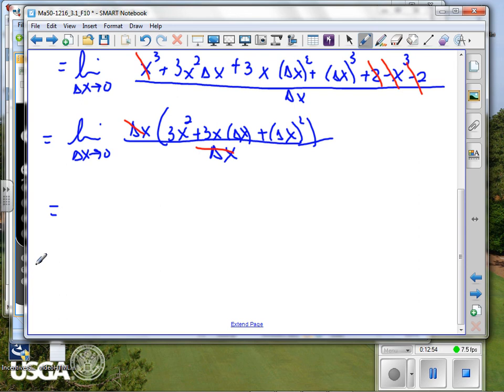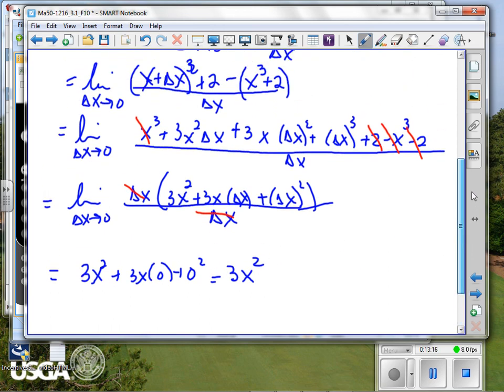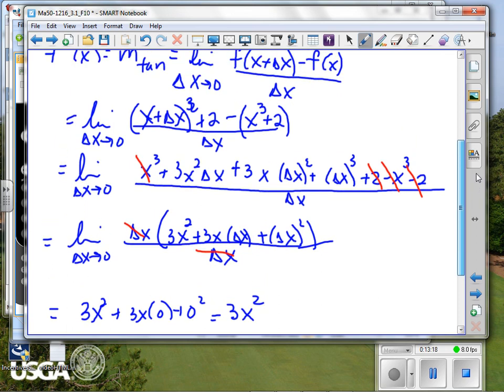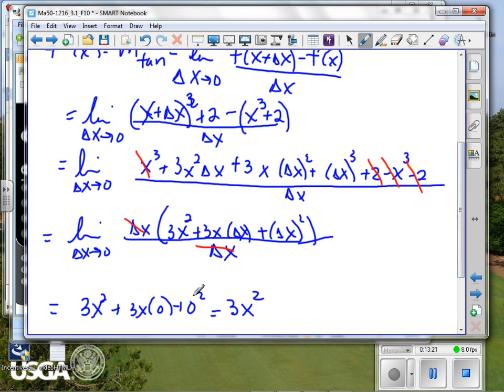Danielle, what would it be? Put in 0 for delta x. Yes. And our answer is 3x squared. Now, I thought you told me that what I was going to get when I did all this process was the slope value, the slope of a line tangent to the curve at a point. That's not a value yet. Okay? Can we stop this? Is that what you're saying?